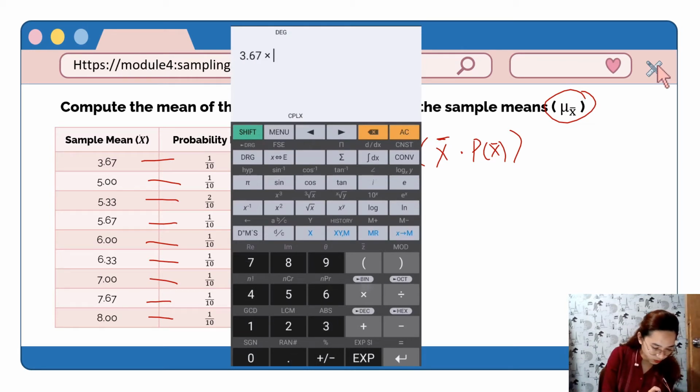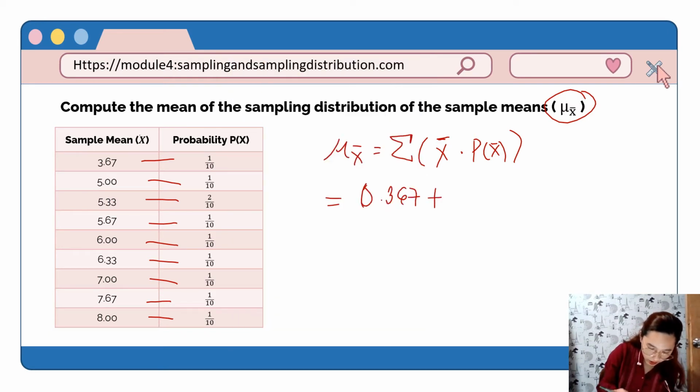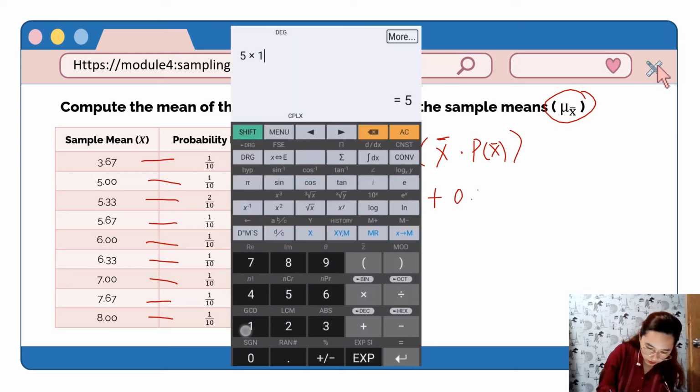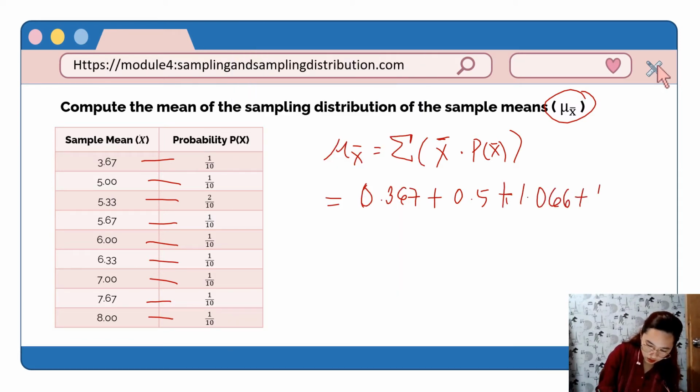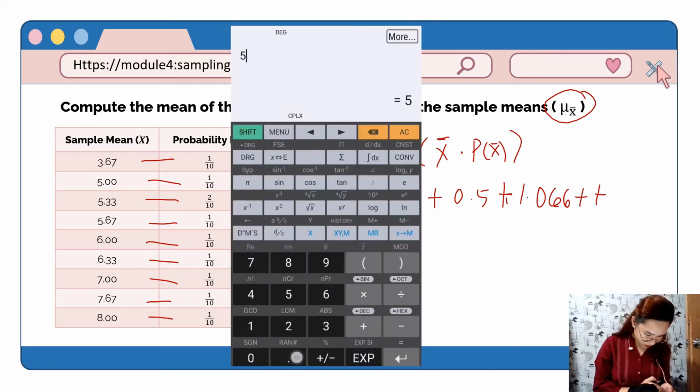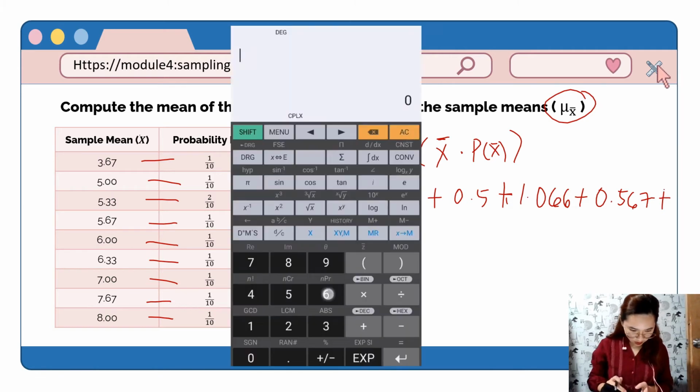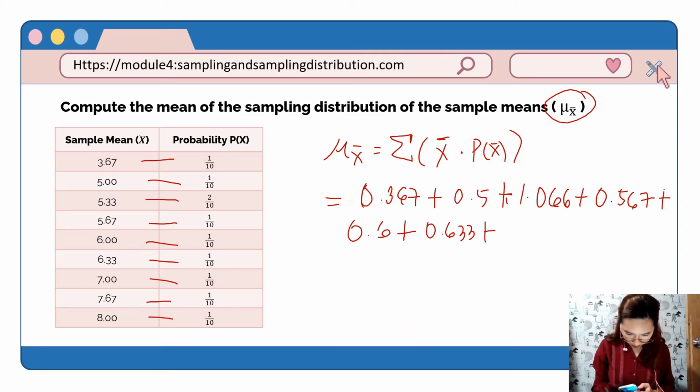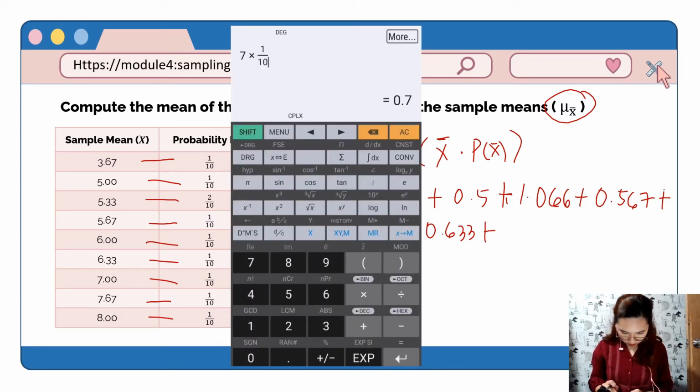3.67 times 1 over 10 is 0.367. Plus 5 times 1 over 10, that will give us 0.5. Then 5.33 times 0.2 is 1.066. Plus 5.67 times 1 over 10, or 0.1, is 0.567. And plus 6 times 1 over 10, 0.6. Plus 6.33 times 1 over 10, 0.633. Plus 7 times 1 over 10, 0.7.